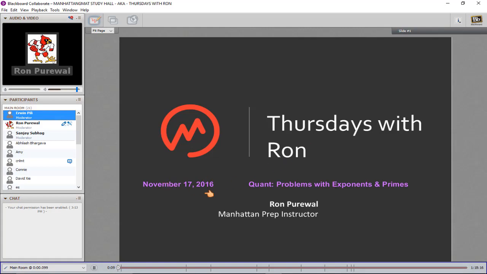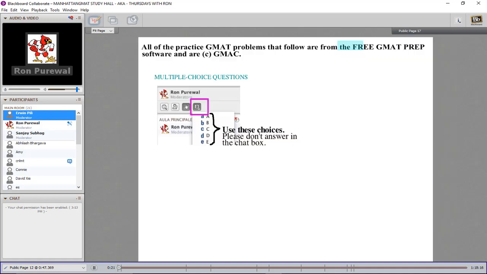Today is November 17th, and we're going to be doing some quant today with exponents and primes. So let's do it. We just went over the rules and all that kind of stuff. Just to show you this again, these problems are all from the free GMAT prep software, which is copyright GMAC. Okay. Let's do the problem.